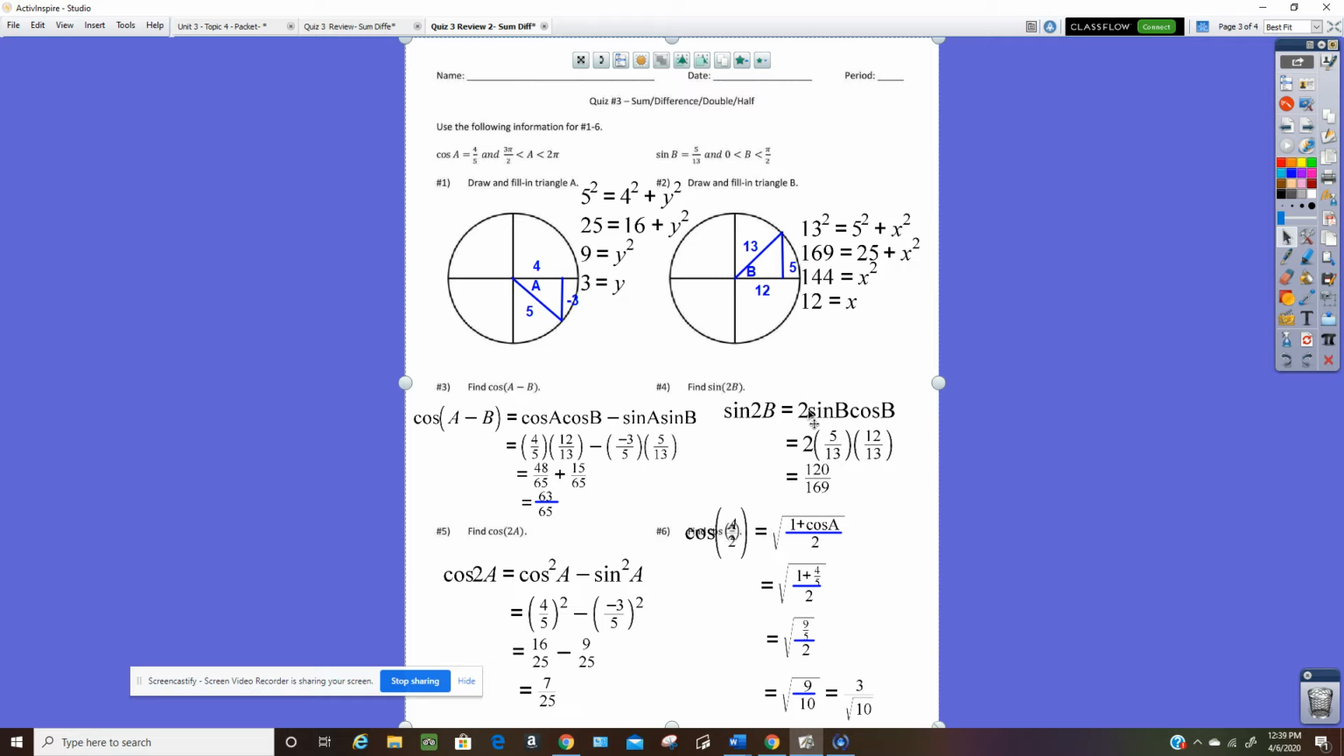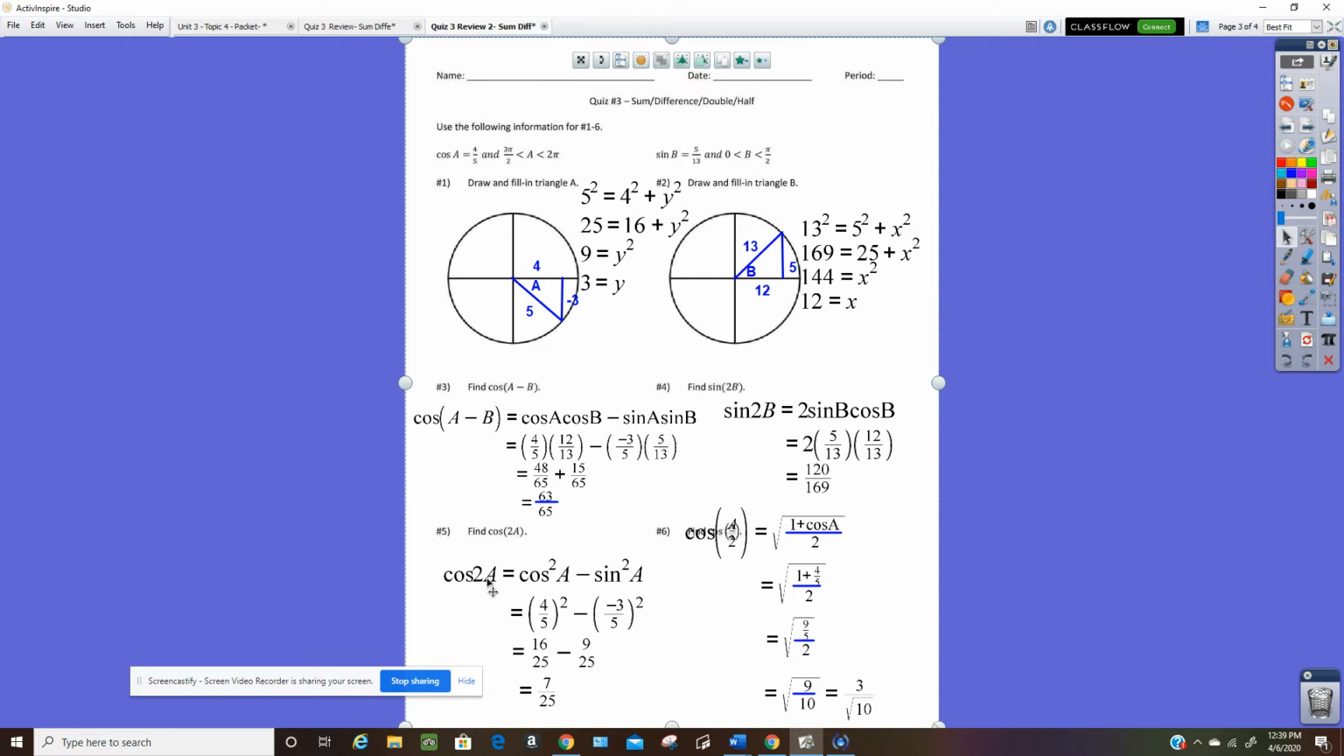And then sine of 2B from the identity sheet is 2 sine B cosine B. So now you're looking at angle B here too. The sine of B is 5/13, and the cosine of B is 12/13. Multiplying those together, you get 120 over 169.